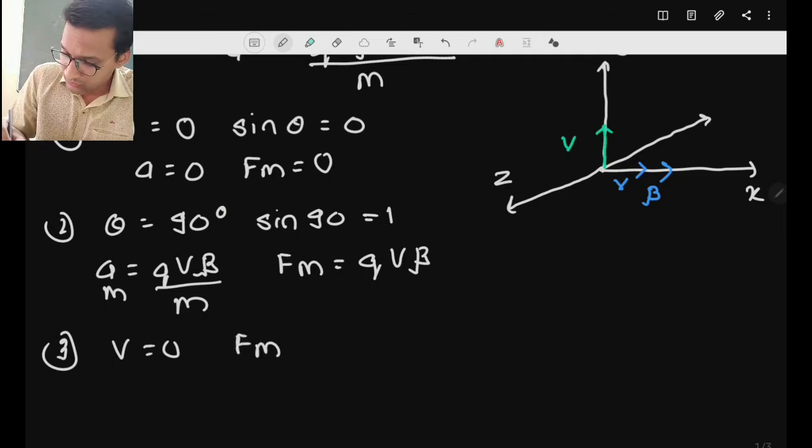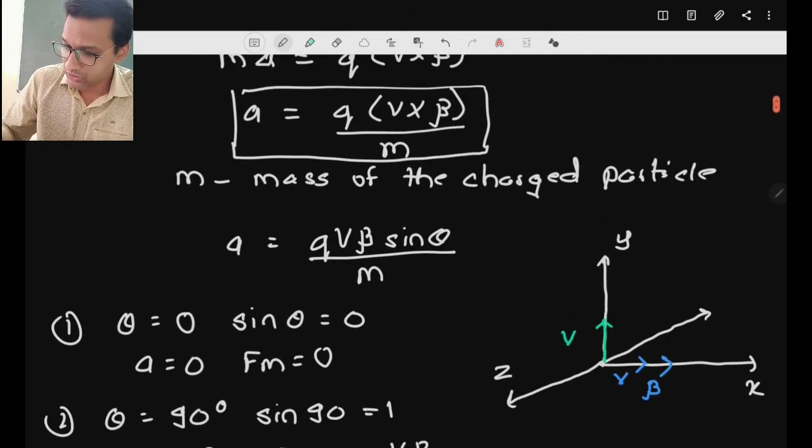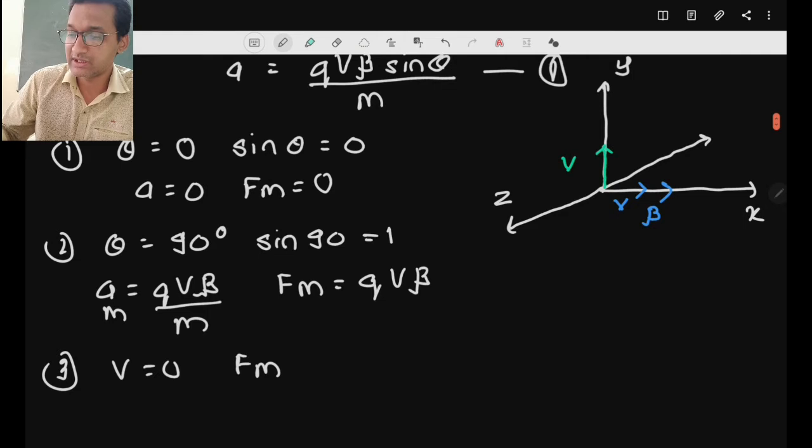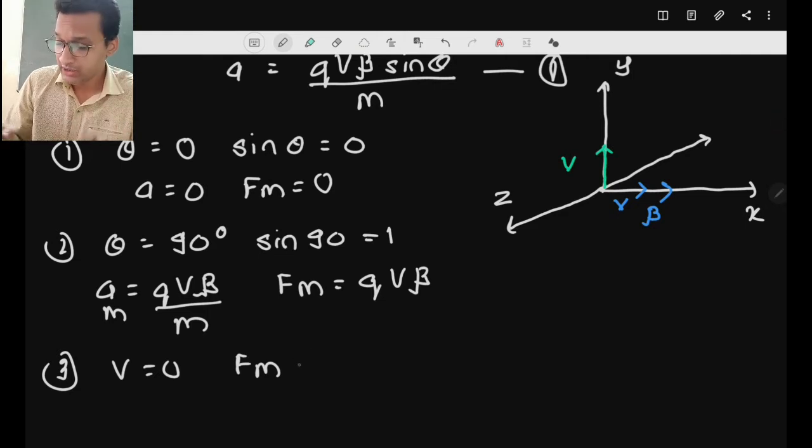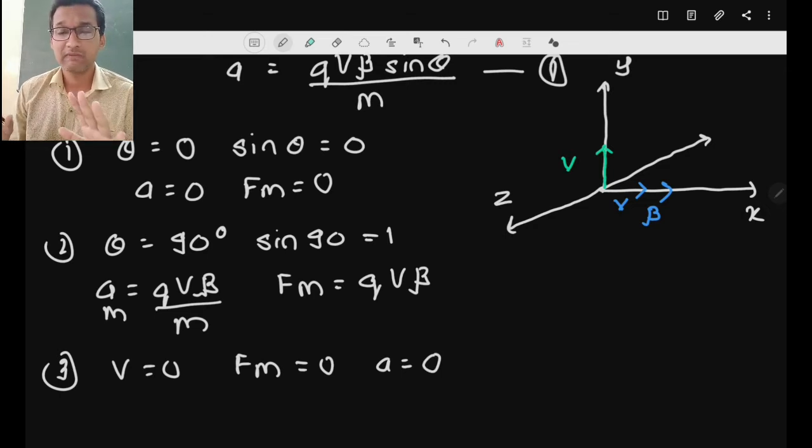Then, as we know from the equation, let us call this equation number 1. From equation 1, it is clear that if velocity is 0, the acceleration as well as the force will also be equal to 0. That means the magnetic field will not act on a charged particle which is stationary. It is going to only act on the particles which have some velocity. So these are the three cases that are possible.